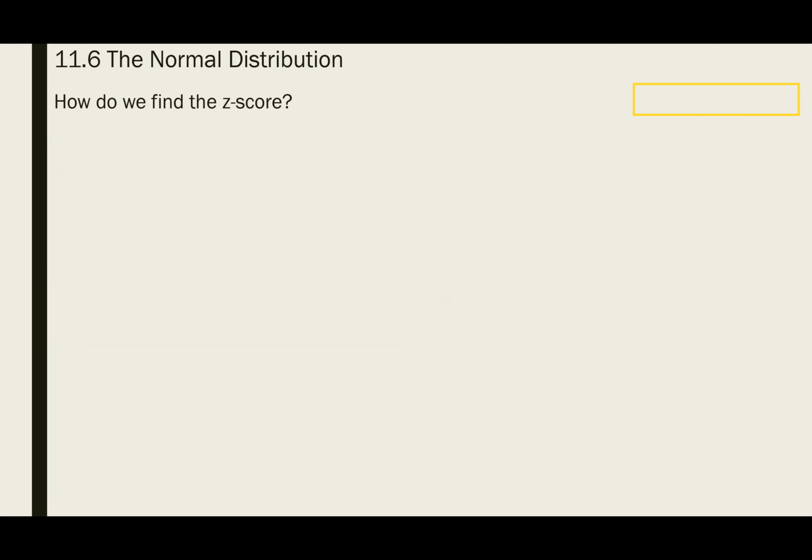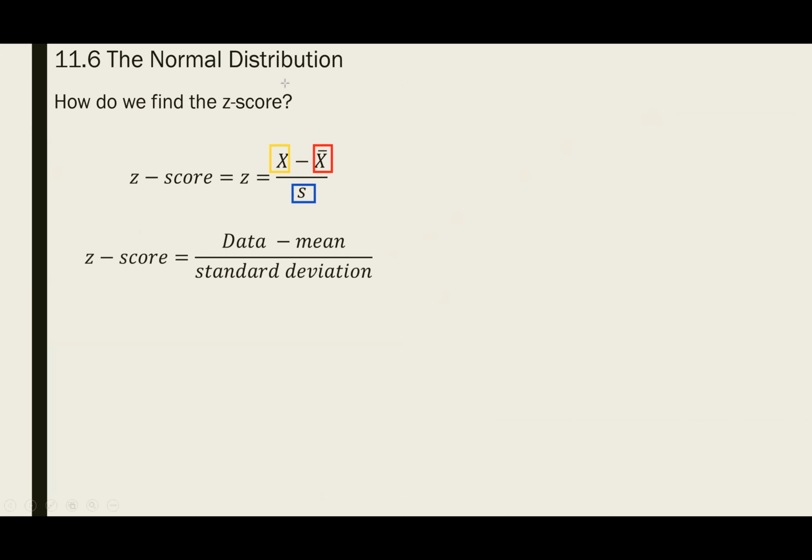So how do we find a z-score? This is probably the last thing we have in terms of the formula. This is the z-score: we take the data, this item right here, your data, minus the mean, divided by the standard deviation. Take the data minus the mean divided by the standard deviation.